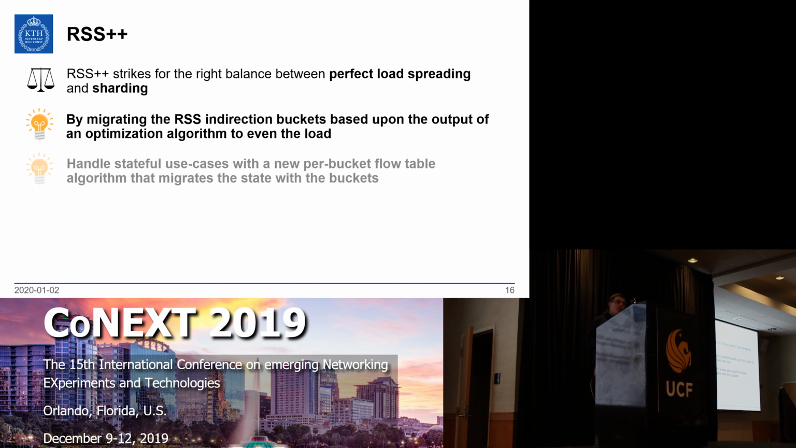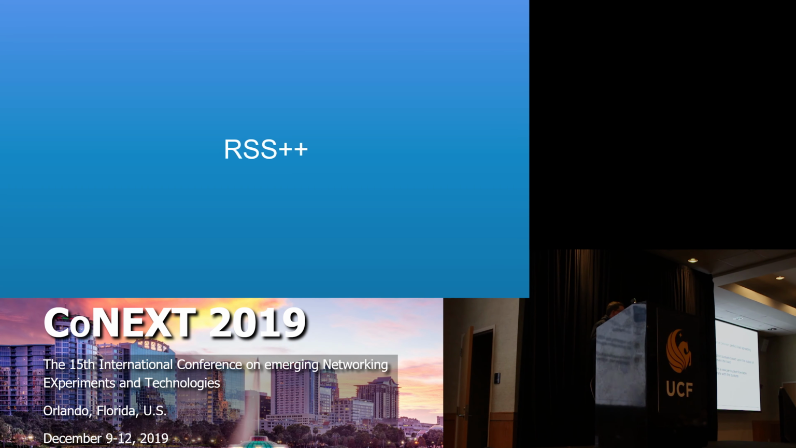even load as possible. We introduce one problem in RSS++, which is that we migrate some of those buckets, right? So that means that some flows will be handled by other cores. And for stateful use cases, where you've got some per-flow state, like NAT, DPI, network stacks, we implement a new flow table algorithm where you've got one flow table per bucket. So when you migrate a bucket, you can migrate the state with it. I'll come back to the details of that, and that compensates for the eventual migration.